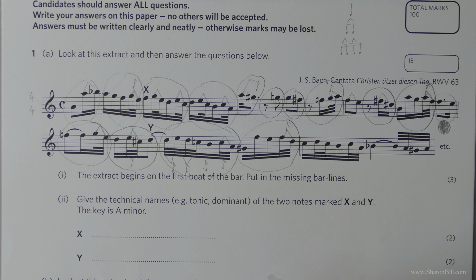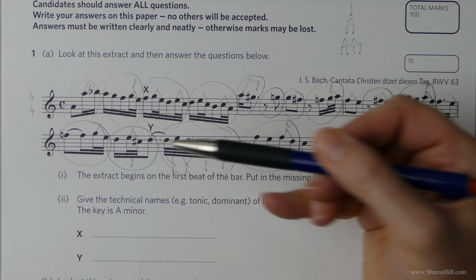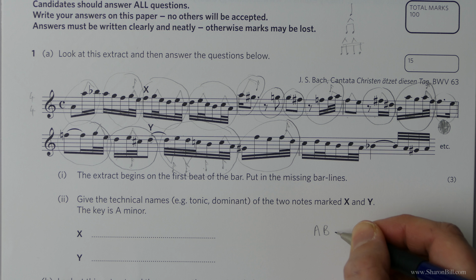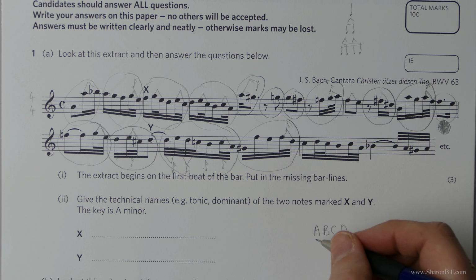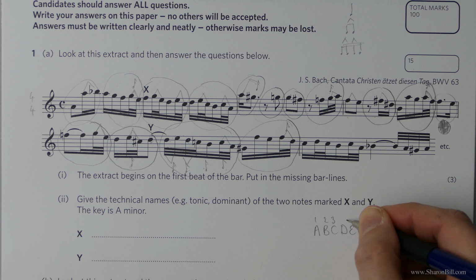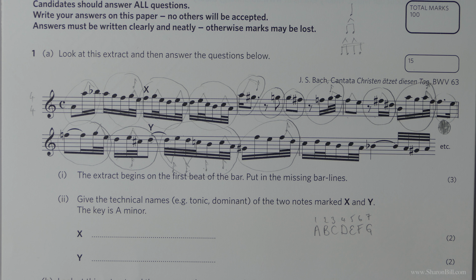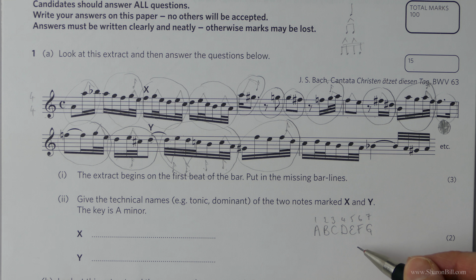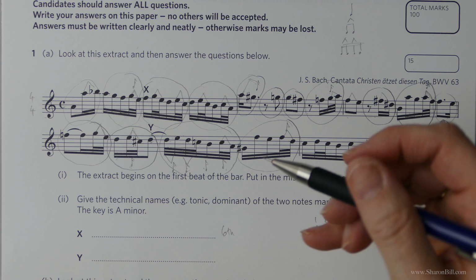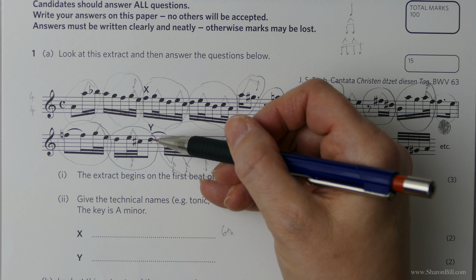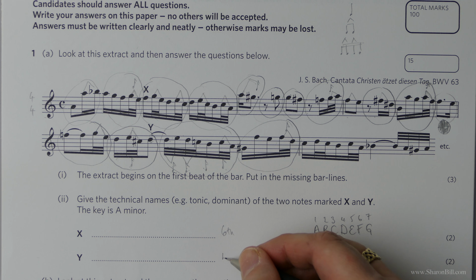Let's look at the next question. So now we're to give the technical names of the 2 notes marked X and Y. We're in A minor, so let's just step out the degrees of the scale. Don't worry about the accidentals and so on, the music deals with that. So that's step 1, 2, 3, 4, 5, 6, 7. So now then, X, we're in the treble clef, that's note F. So that's the 6th degree of the scale. We'll think about the names in a second. And then Y is a D, which is the 4th degree of the scale.